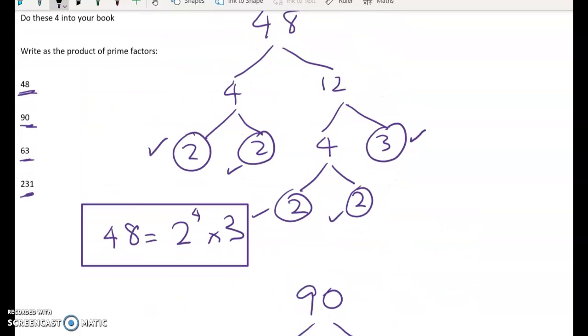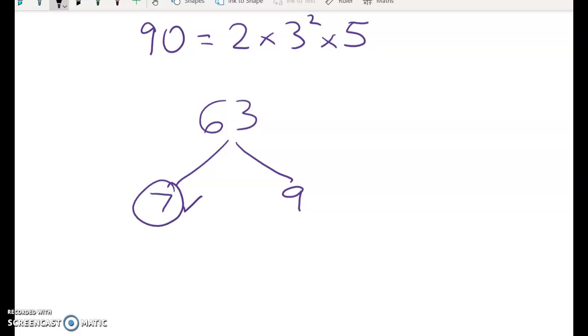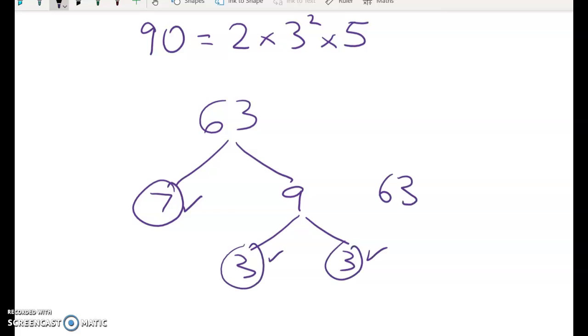Right, what were the other two? 63 and then 231. 63 is quite a fast one. 7 times 9 gives me 63. 7 is a prime, so circle tick. 9 is equal to 3 times 3. Circle tick, 63 is equal to 3 squared times 7.